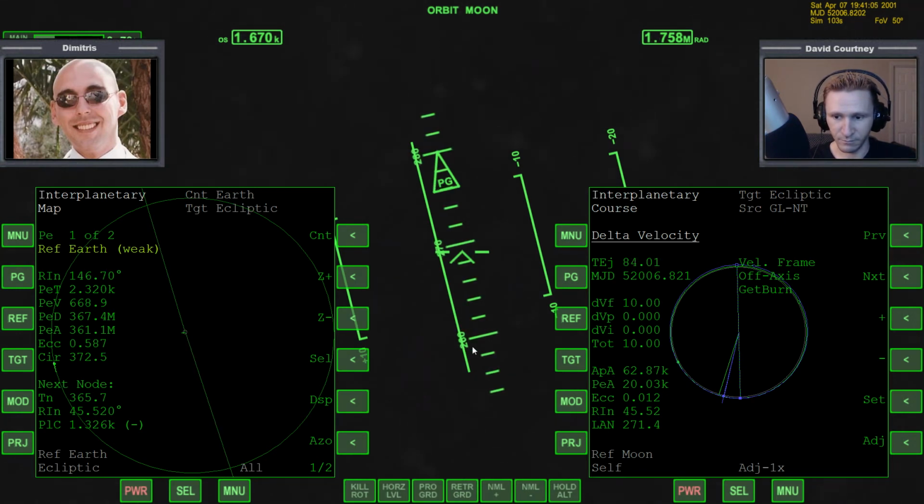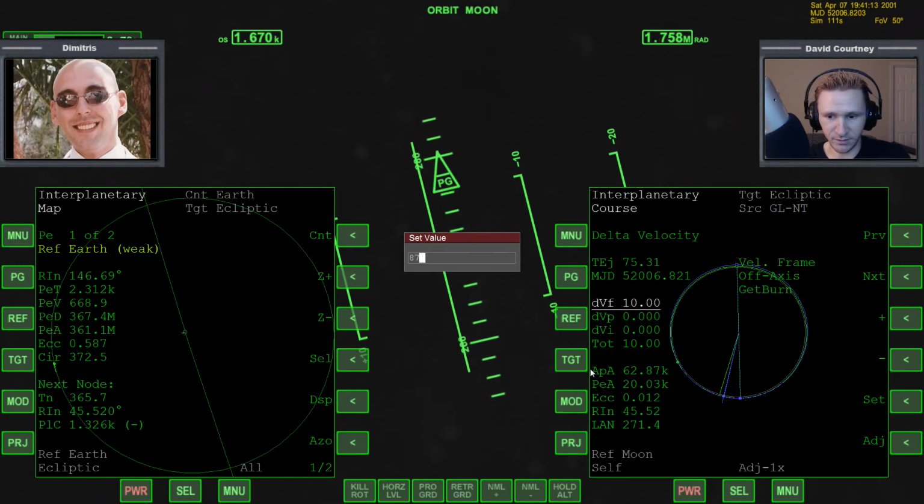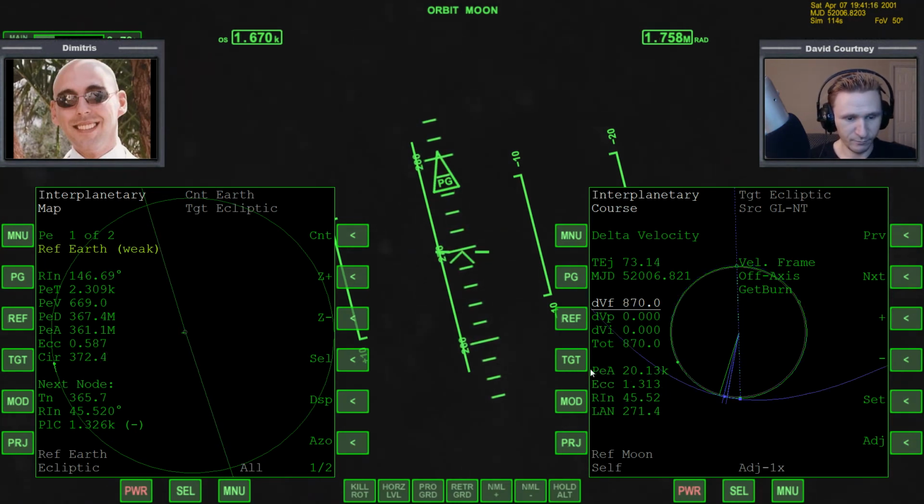Give it around 870 meters per second prograde. Okay, that's going to be over here on this side, so we're going to set about 870. Did you run the scenario from the state saver or from the quick save that you made? This was from the quick save.